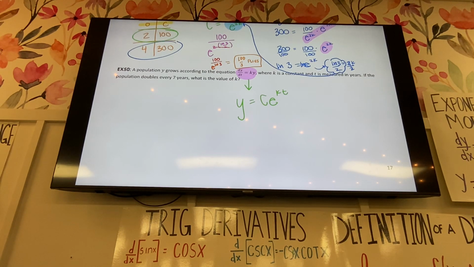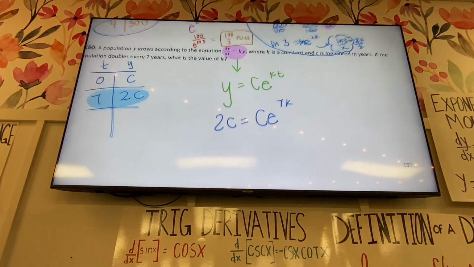Now, once again, when you're not given an initial condition, sometimes it does help to make a table to organize all the points that it gives you. So I know at time 0 is going to be my initial condition, c. And then it says it doubles in 7 years. So at time 7, what would y be? 2c. All right, so I'm going to plug 7 in for the time, and 2c in for the y.